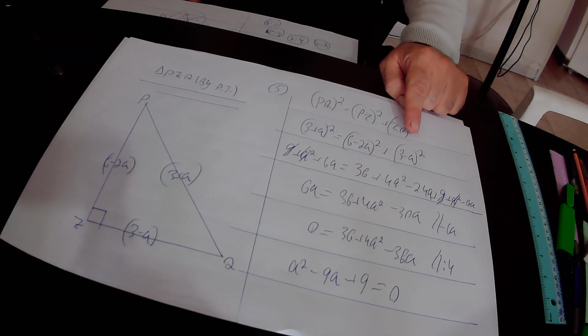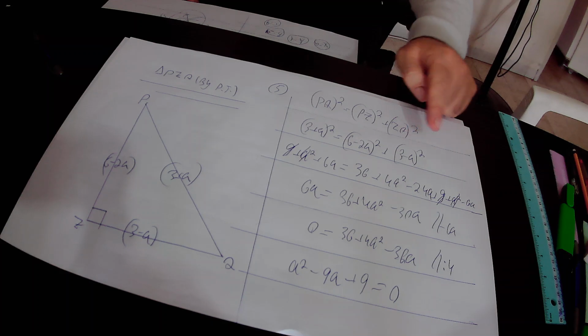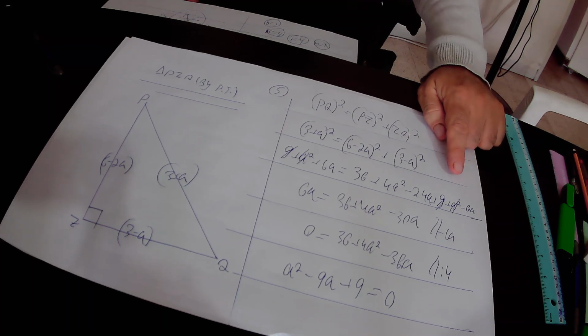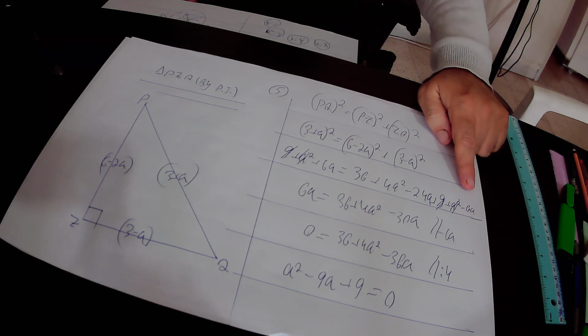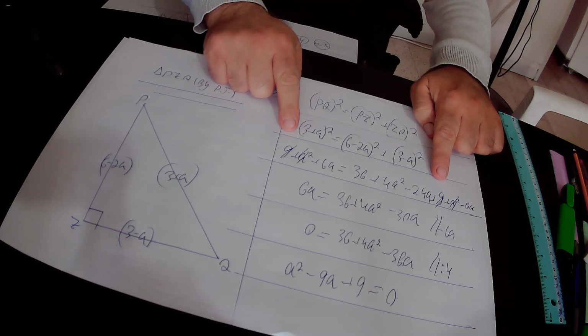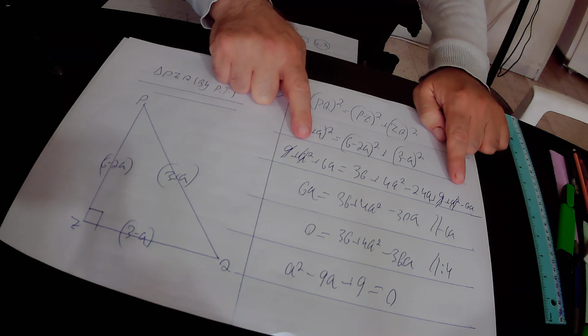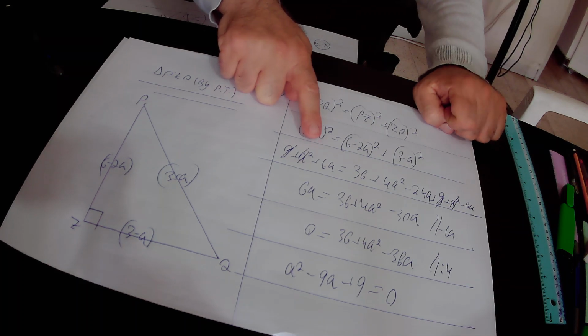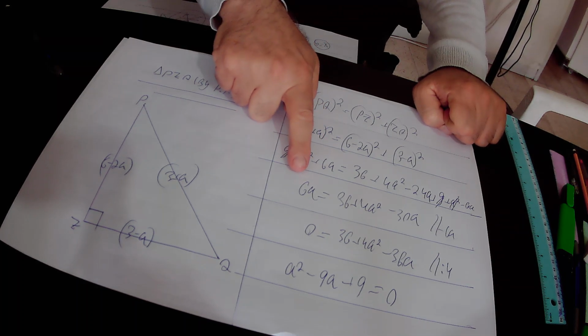Plus (3 minus a) squared. (3 minus a) squared equals 3 squared, that is 9, plus a squared, minus 2 times 3 times a, that is minus 6a. Here we have 9 on both sides of the equation, so the 9s get cancelled, and we also have a squared on both sides, so a squared also gets cancelled. After we cancel those two expressions, we are left only with 6a on this side of the equation.